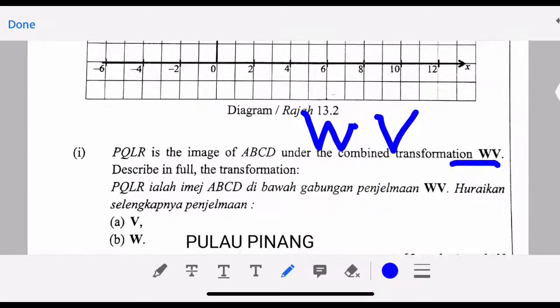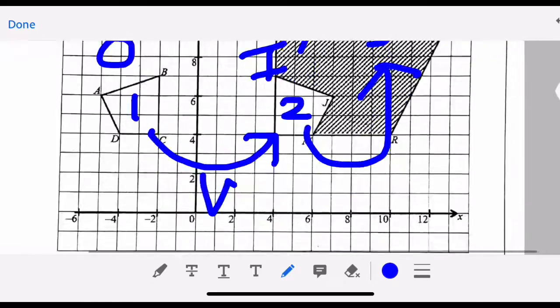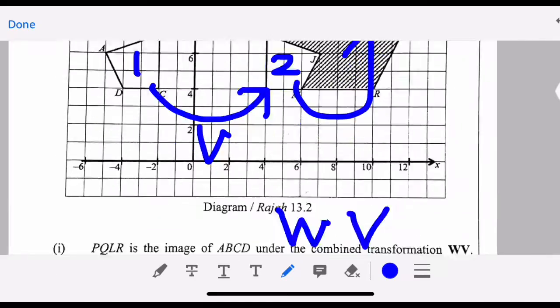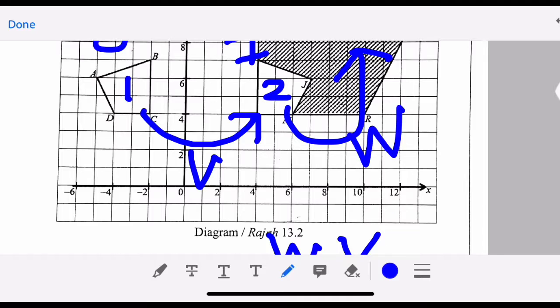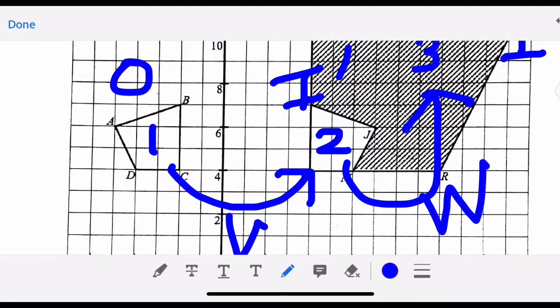Now they say it is WV. We will do V first, right? So which one do we do first? V. That means 1 to 2 is V, followed by W. Understand? Don't confuse. WV, you do V first. So that means from the diagram, we do 1 to 2. After that, we enlarge 2 to 3.